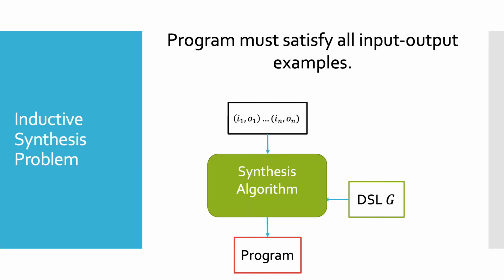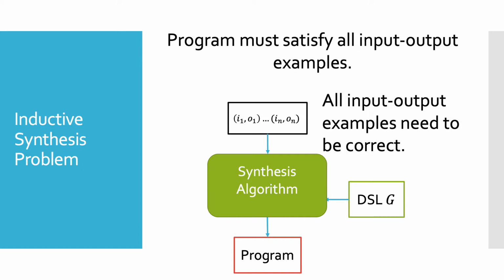I will start by reviewing inductive program synthesis. A synthesis algorithm in this setting, given input-output examples and a DSL, finds a program from that DSL which satisfies all input-output examples. This means all input-output examples need to be correct, because if you get one of them wrong, either of these two things can happen. Either the program synthesis technique will not return you any program at all, or it will return you the wrong program.